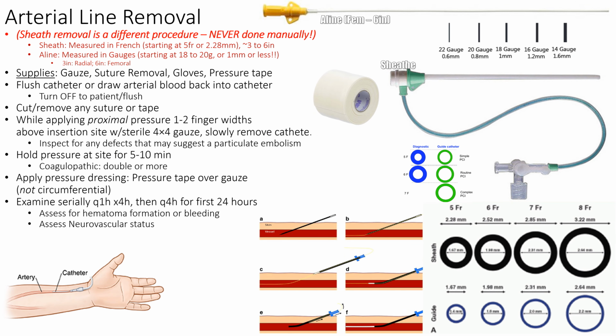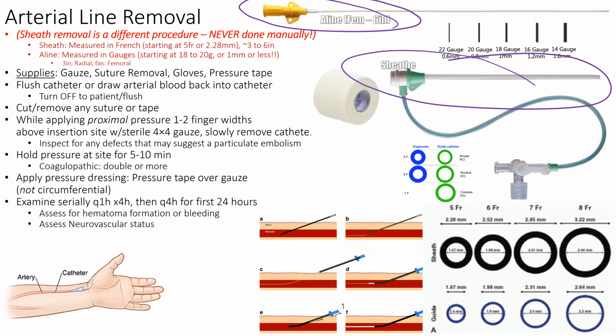All right, taking an A-line out. So we passed around the A-line, the femoral A-line. It's a 6-inch catheter compared to our sheath, which is much, much more beefy. And you don't just pull a sheath out and call it a day. The sheath requires what device? It requires a femstop, right?